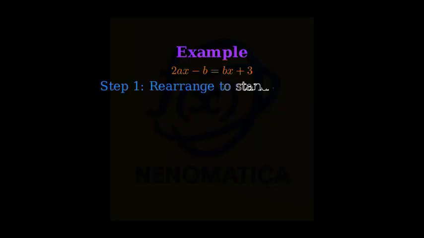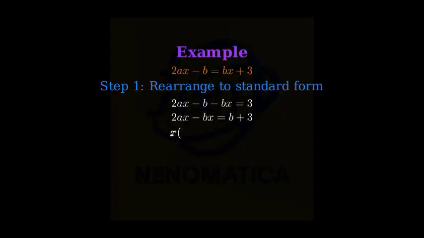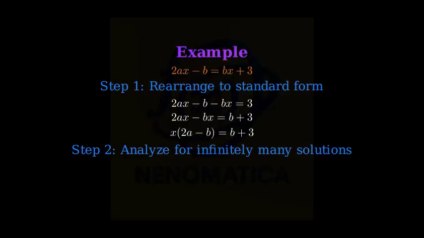Step 1. Let's first rearrange the equation to get all terms with x on one side and all constant terms on the other side. We'll subtract bx from both sides. This gives us 2ax minus bx equals b plus 3. Now, let's factor out the x from the left side. We get x times the quantity 2a minus b equals b plus 3. Step 2. Now we need to determine when this equation would have infinitely many solutions.